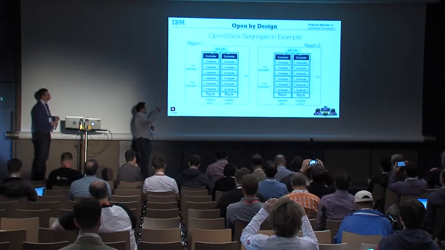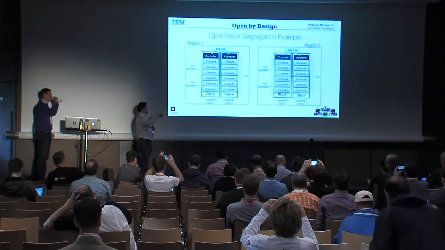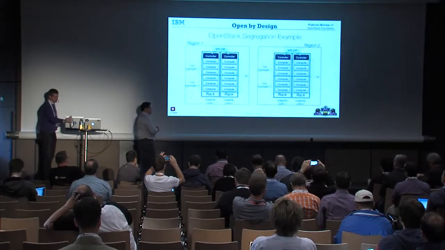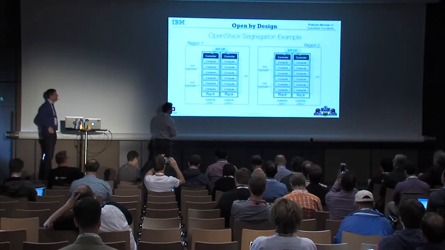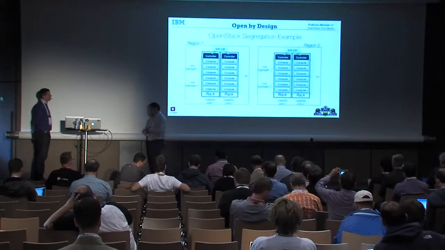Further breakdown, within each rack, we can define these as availability zones. And across racks, you could have host aggregates. So we might have different sets of high I/O compute nodes set up across racks.